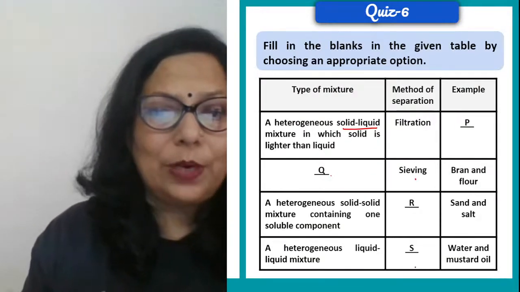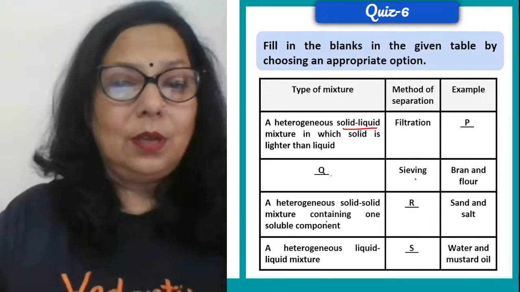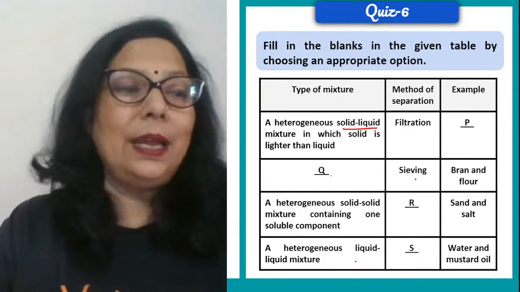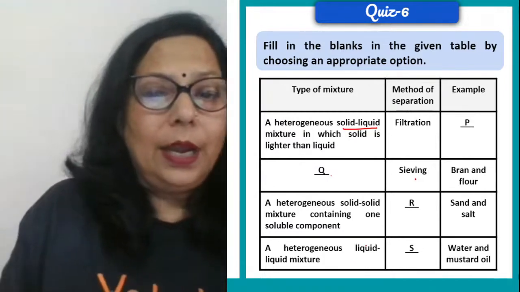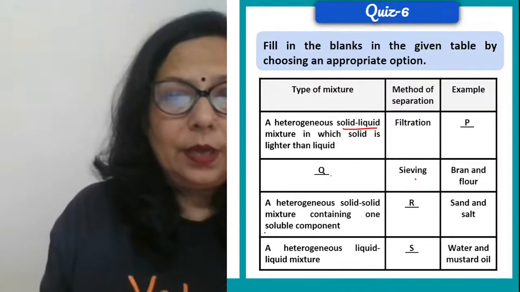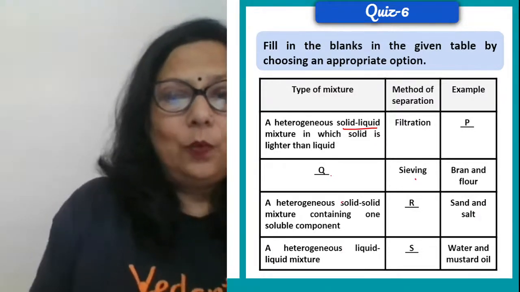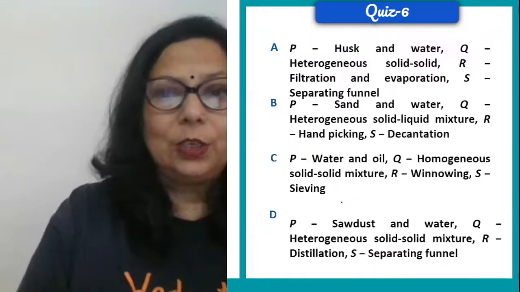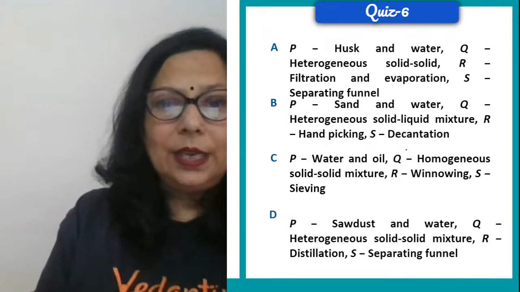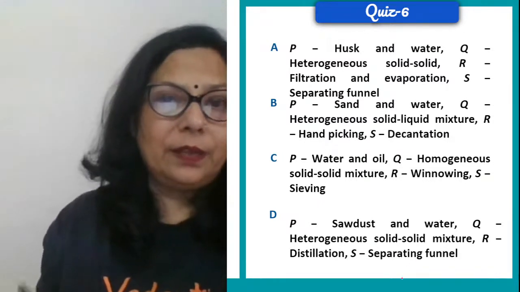heterogeneous liquid liquid mixture. बहुत सोचने वाला क्वेश्चन है, very thoughtful, very good question. और एग्जाम में आप कंफ्यूज हो सकते हो, बट आपको आराम से पढ़ना है एंड देन करना है. A heterogeneous liquid liquid mixture, water and mustard oil. Which method you will use for that? Separating funnel, decantation, sieving, or separating funnel?